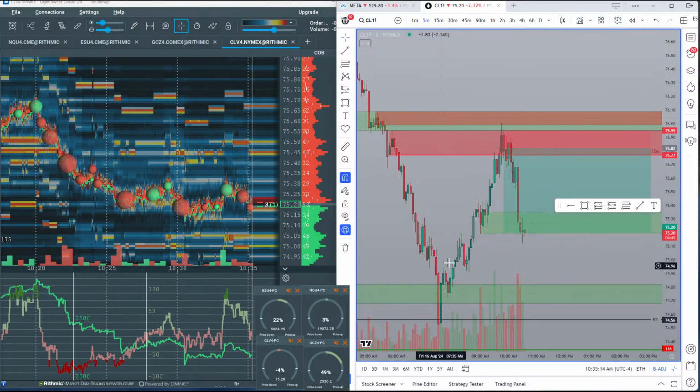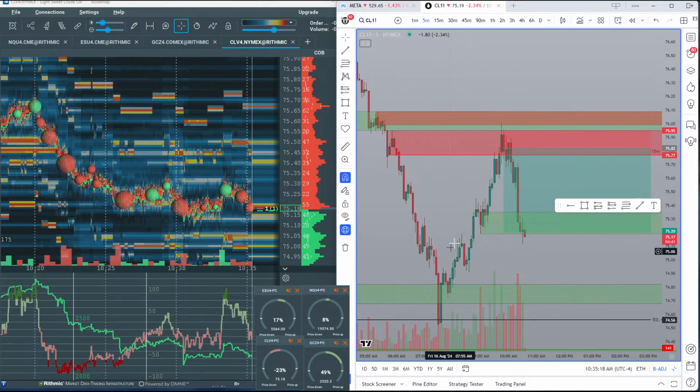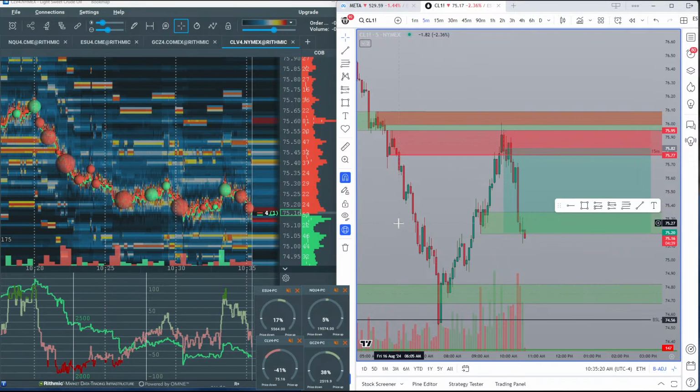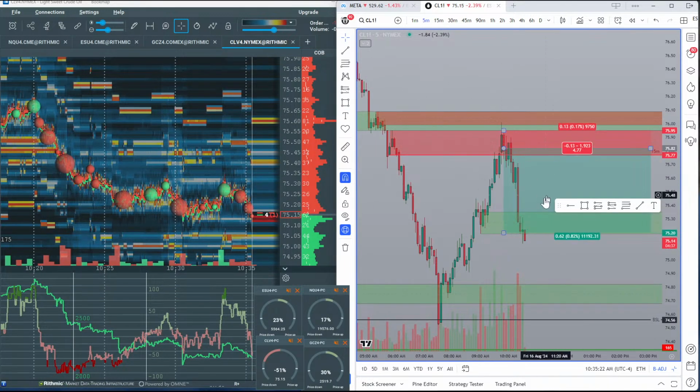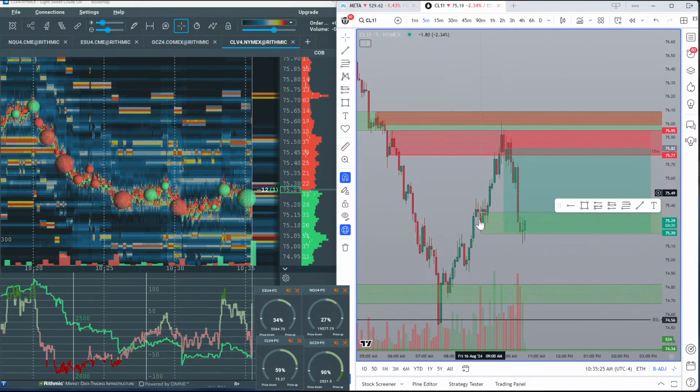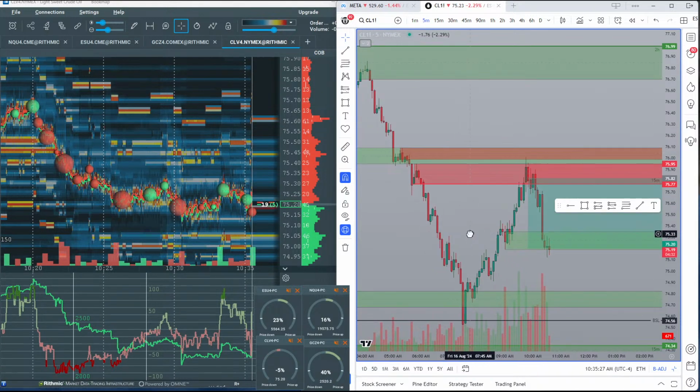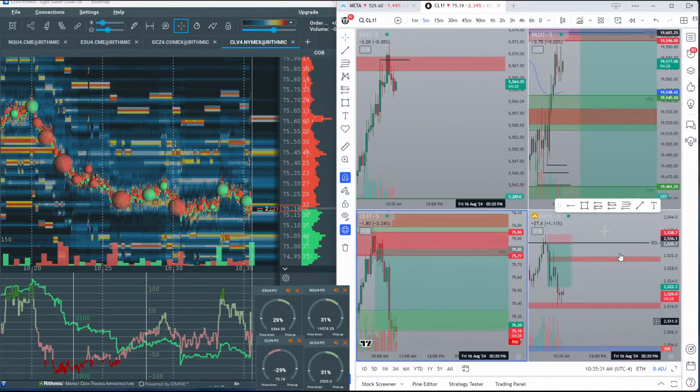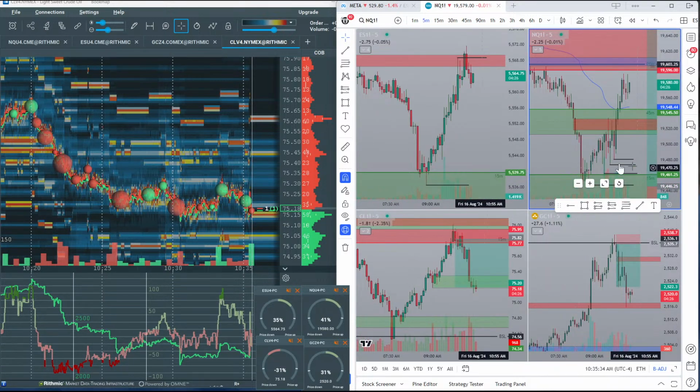And just like we see with fair value gaps, we're usually better off using one that's either below a higher one or above a lower one, because a lot of times that first one will get ran through to grab the liquidity. Getting pretty volatile here on crude. Take a look at NASDAQ, take a look at ES.